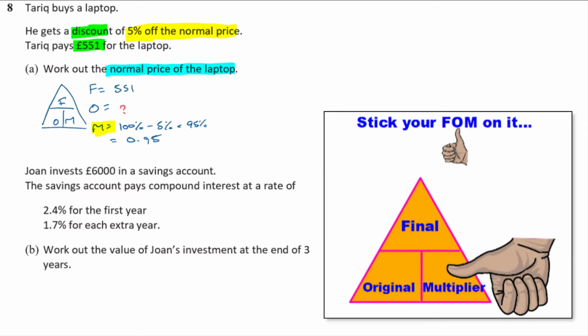Okay, so when you're doing these questions, just think about past, present, future. Which one happened first? Which one happened second? And then, I think you'll find these are easier to do. Right, so that means I've been given the final, I've been given the multiplier, and I want the original. So you put your finger on the one we want to find, and that tells me that the original equals final over multiplier.